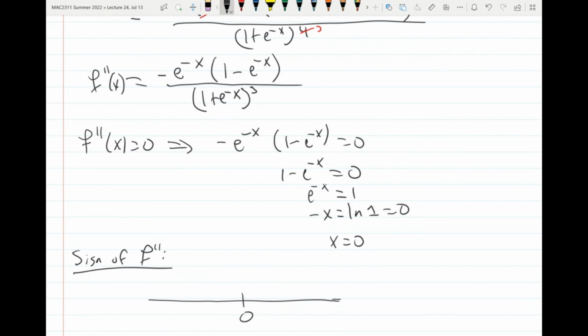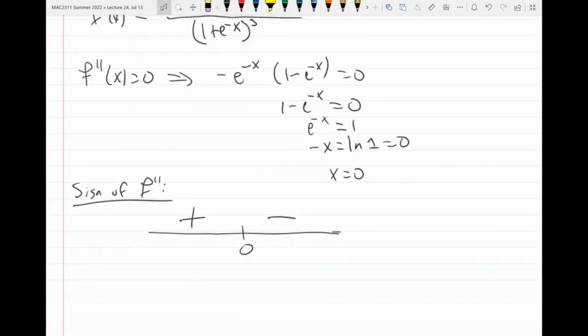If you pick something negative, let's say negative 1, you plug it in, what do we get? 1 minus 1 over e, that's positive because 1 over e is 0 point something. So the top is positive with a negative, so it's going to be a negative, and the bottom is always positive. So that's a negative here. And then if I pick 1, this one is going to be negative as well.